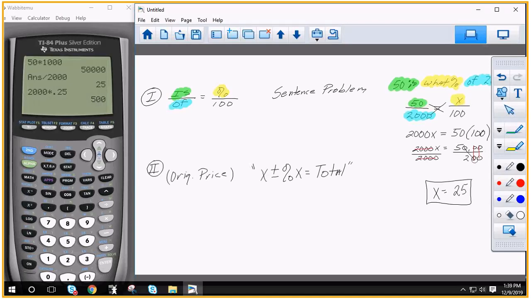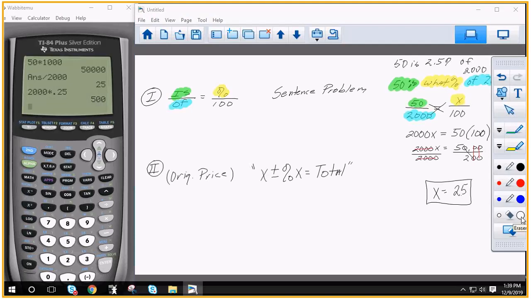And then 5 divided by 2 should be 2.5. There we go. And 50 is 2.5% of 2,000. And that's how you use these sentence problems. And hopefully, if you don't change 100 into 1,000 while you're working on the problem, you should be okay.